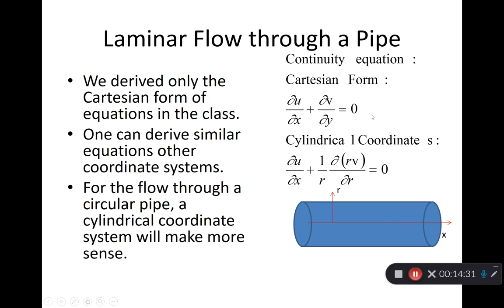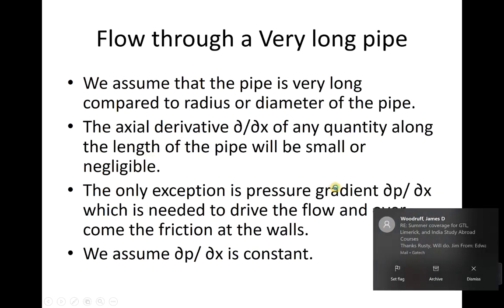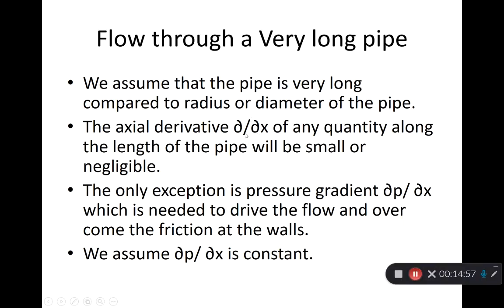Now let's take a look at the flow through a pipe. Similar to our flow through a channel between 2 flat plates, except now it's a little bit more complicated. du dx is 0. You get 1 over r d(rv) dr equal to 0. x is along the axis. r is the radial direction. Again, a very, very long pipe, so x derivatives go to 0. The only exception is you need some kind of a pressure gradient to pump the flow through the pipe. Otherwise, the friction will bring it to a complete stop. Therefore, we assume a constant pressure gradient, dP dx, is being applied.